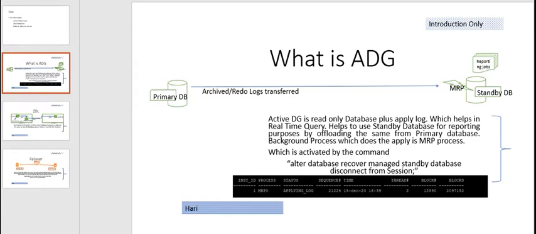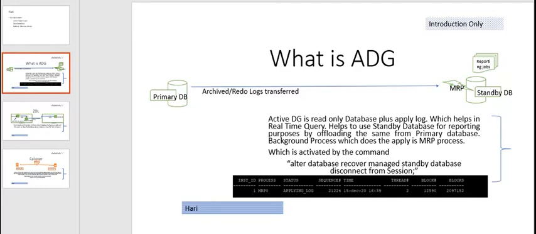MRP process is activated using alter database recover managed standby database disconnect from session. This command will start the managed recovery process, which we call the MRP process. The MRP process takes the logs out from the standby log location and keeps applying them on the database.